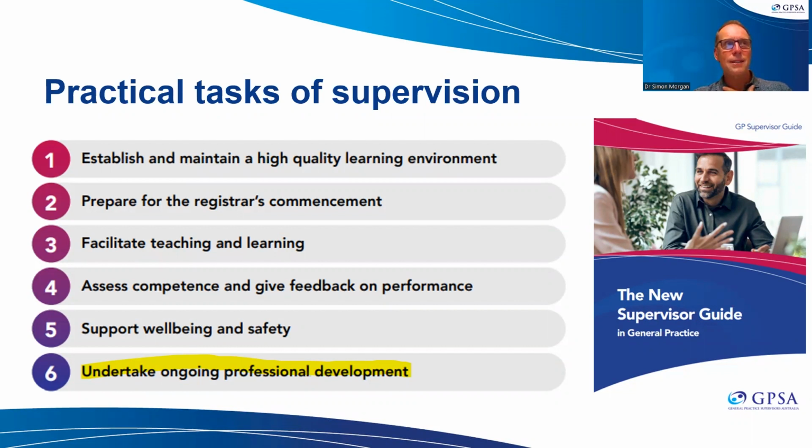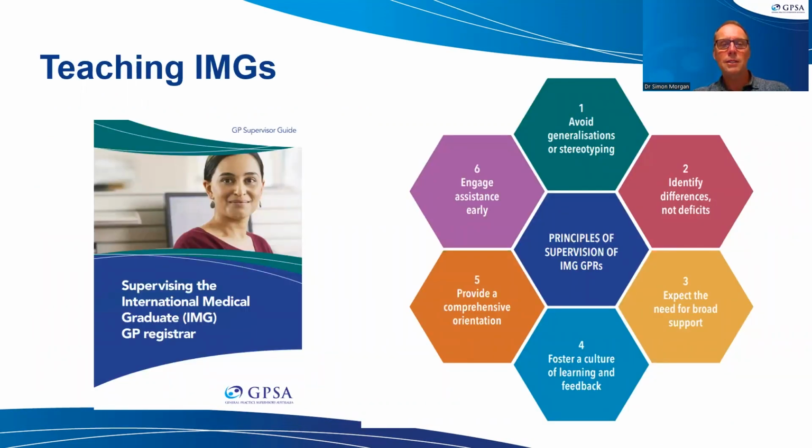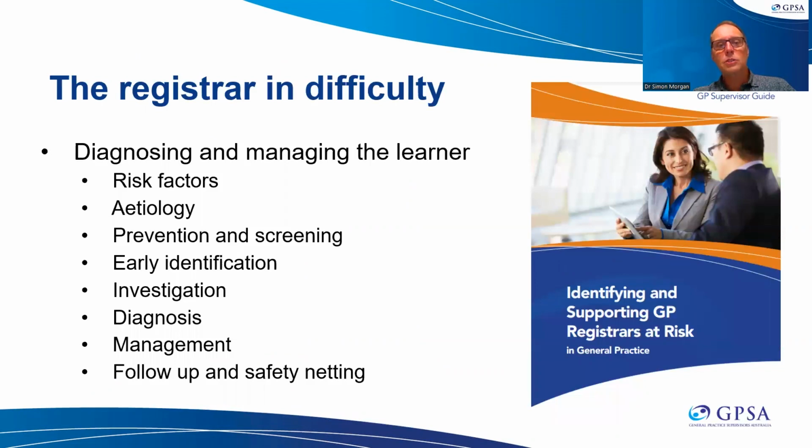Just to point out, we have a very good guide on teaching IMGs, a particular learner group who have identified issues in a number of areas, variably, and this guide helps support that type of registrar. And also the registrar in difficulty. So, not the undifferentiated registrar who bowls up, but somebody who's got a problem, clinical issues or a learning problem or personal problems or a range of other things. How do I identify those?